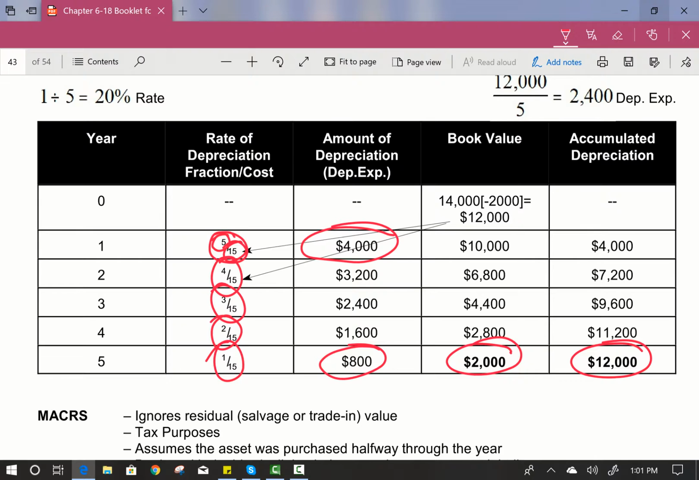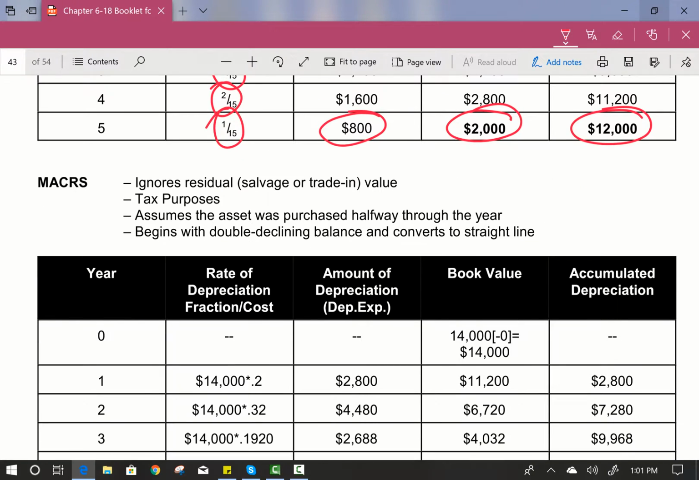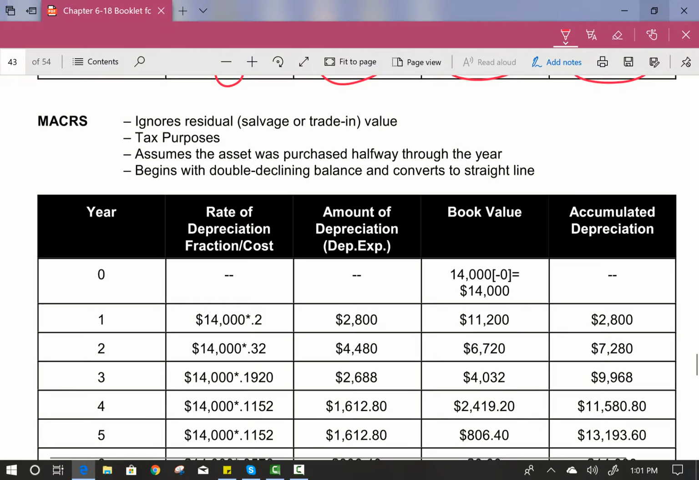But we no longer use that. That's no longer on the books. That takes us to the Maker's Edition, and it's been modified quite frequently. It ignores the residual, salvage, or trade-in value in the front and the end. Even if your test question says it has a residual value of $2,000, ignore it. You don't care. The residual value does not make any difference to you whatsoever. This is best for tax purposes.